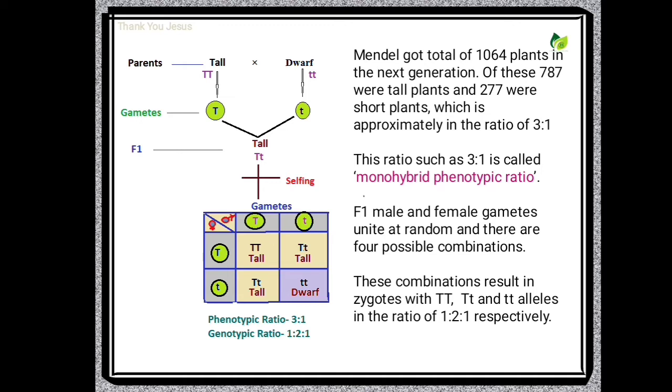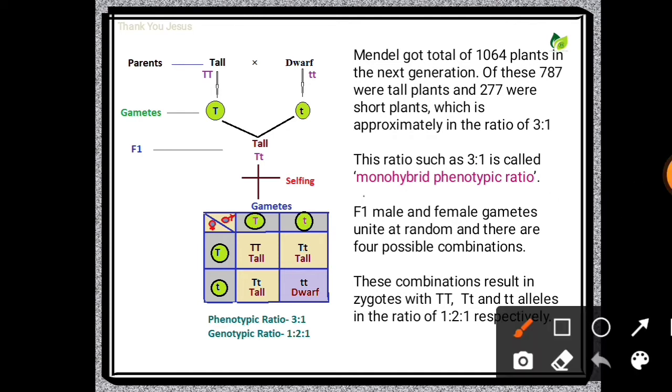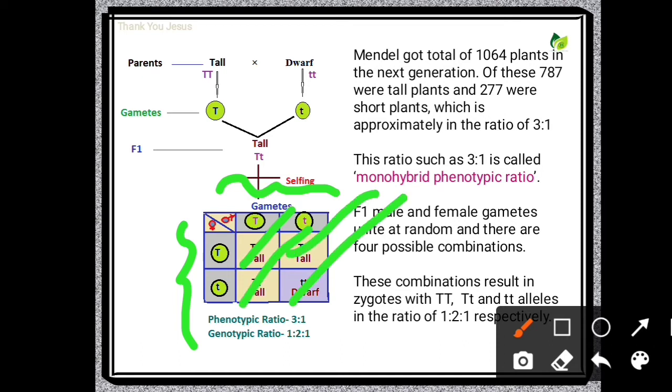So, F1 male and female gametes unite at random. The F1 plant will give both male gametes and female gametes. They unite at random and there are 4 possible combinations. These combinations result in zygotes with capital T capital T, capital T small t, capital T small t, small t small t.